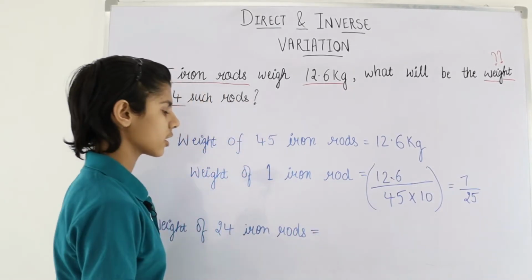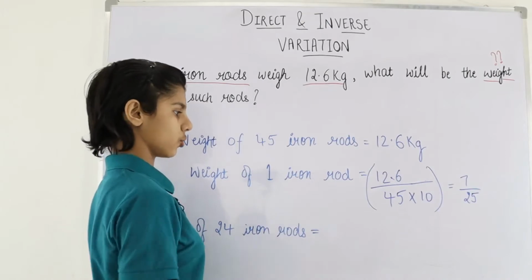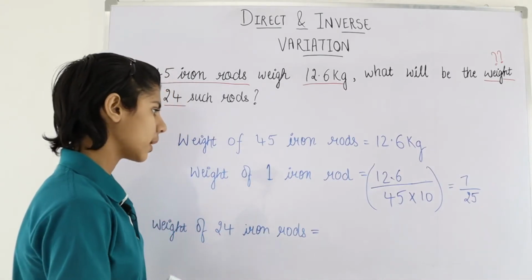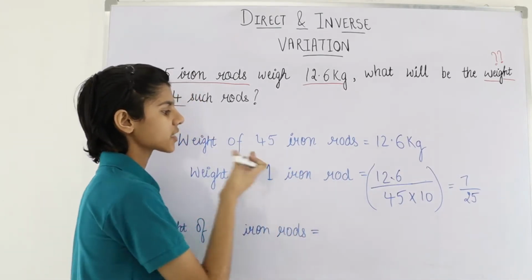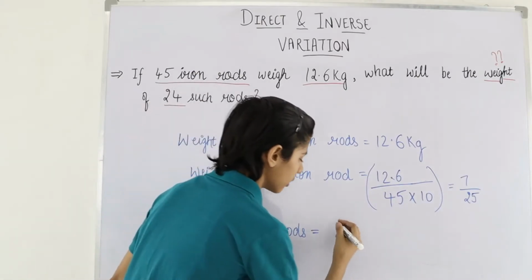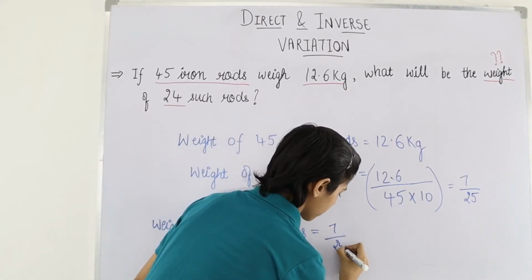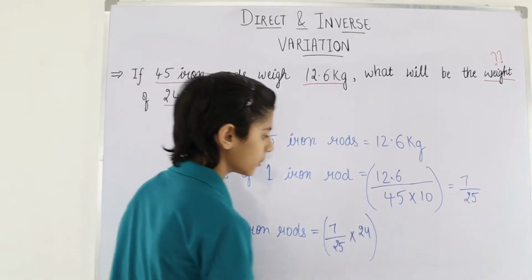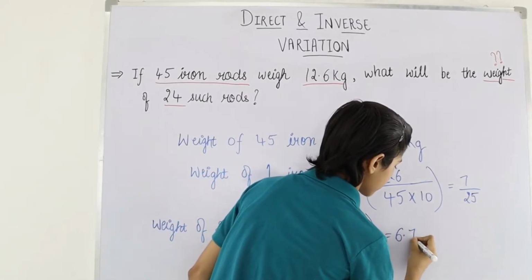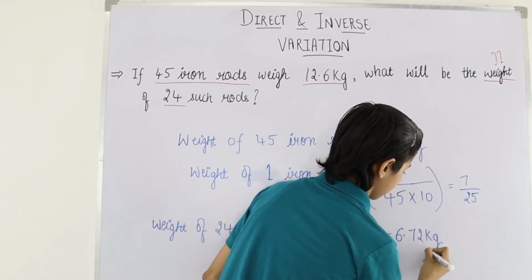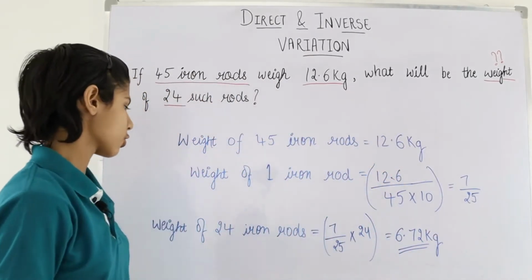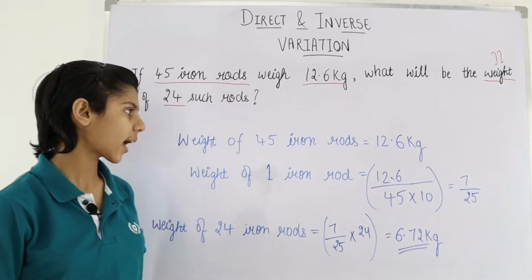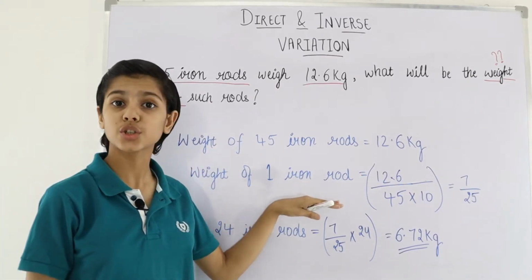Now it is obvious that in comparison to one iron rod, the weight of 24 iron rods will be more. So we will multiply here because the weight will come more as compared to one. So we will multiply the weight of one iron rod by 24. So the answer will come here 6.72 kg. So this is the weight of 24 iron rods. So like this you can take out anything by first taking out the unit quantity.